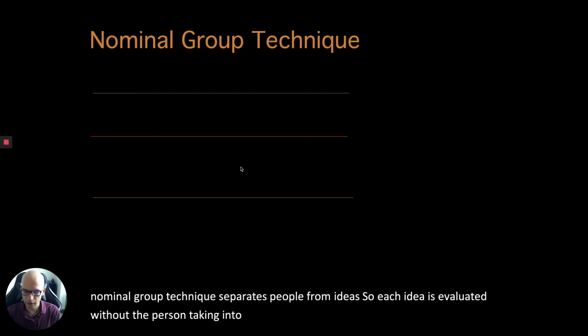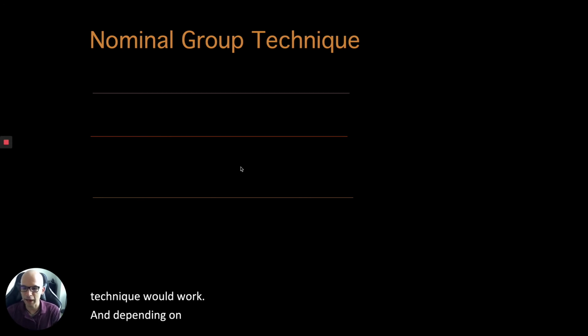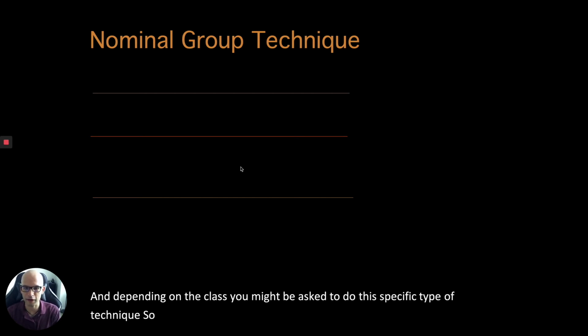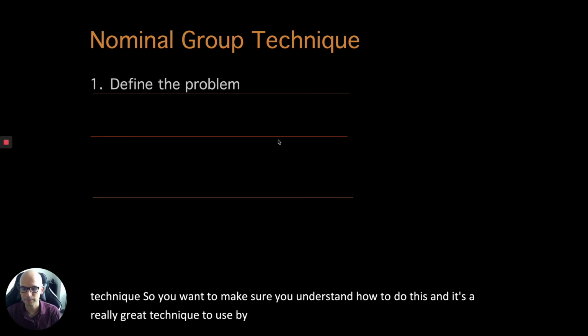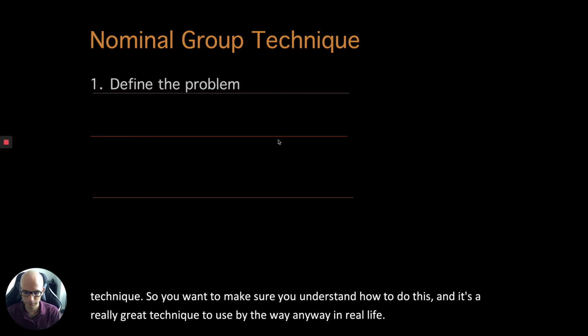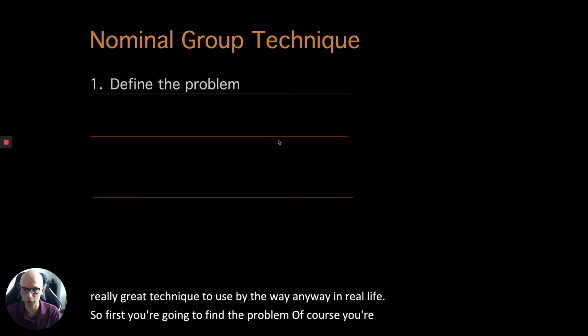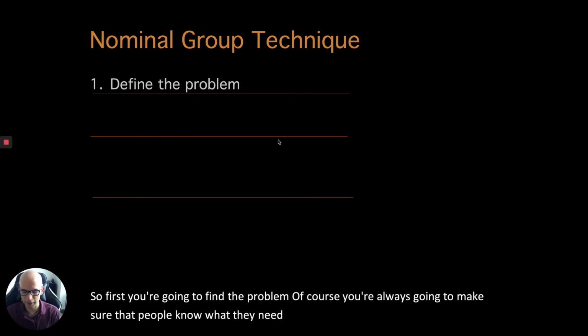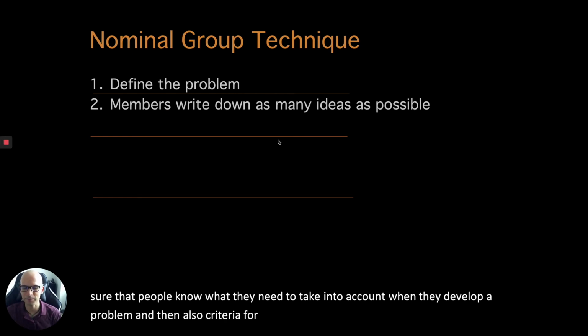So here's how the nominal group technique would work. Depending on the class, you might be asked to do this specific type of technique, so you want to make sure you understand how to do this. And it's a really great technique to use, by the way, in real life. So first, you're going to define the problem. Of course, you're always going to make sure that people know what they need to take into account when they develop a problem, and also criteria for the solution. That's always part of it.